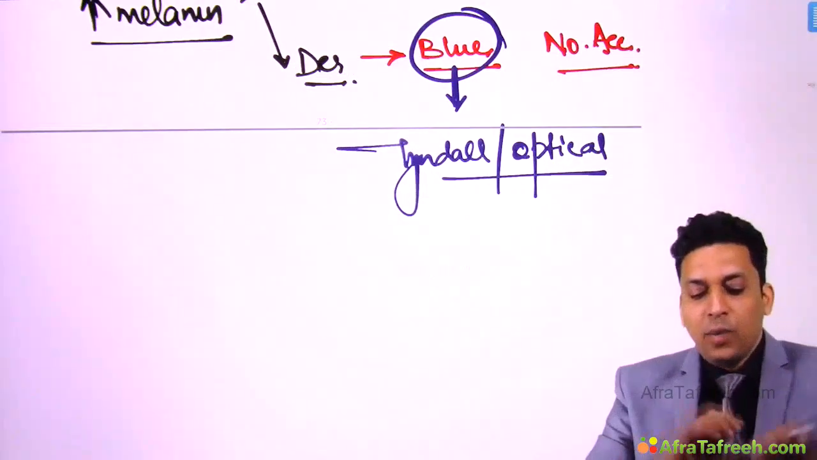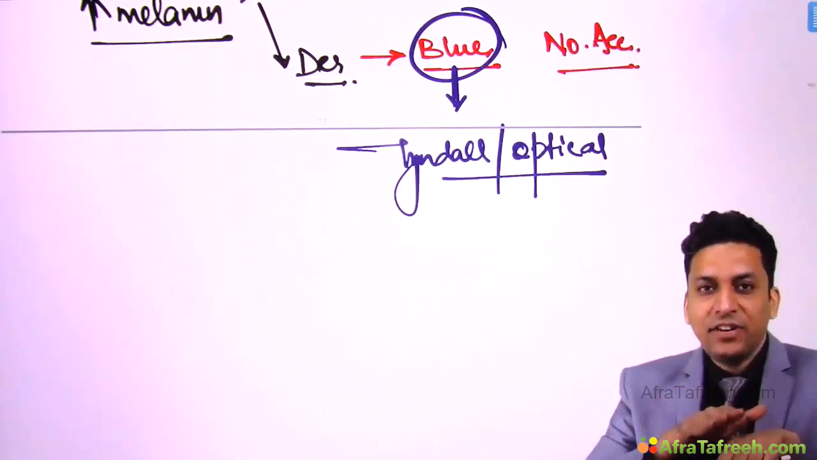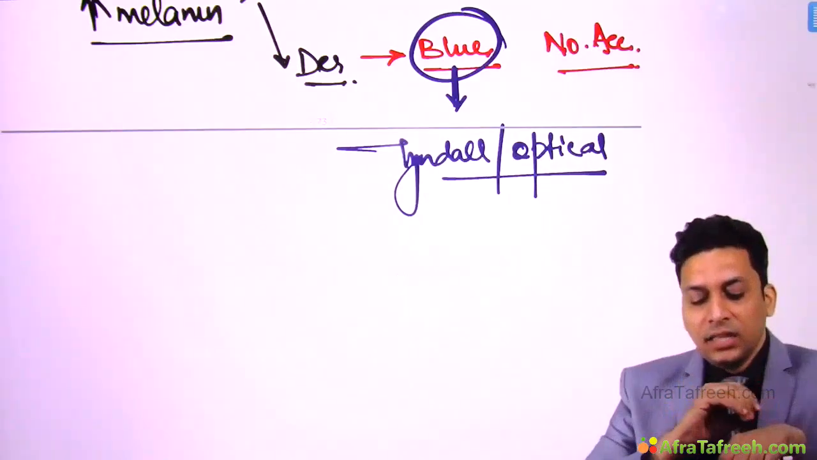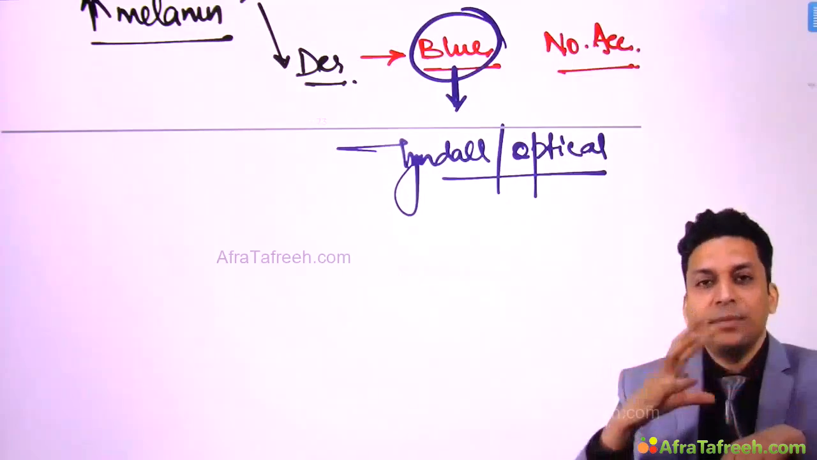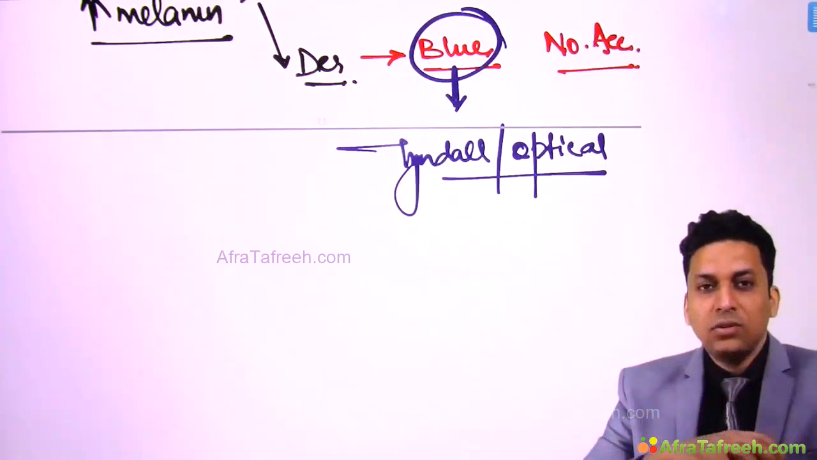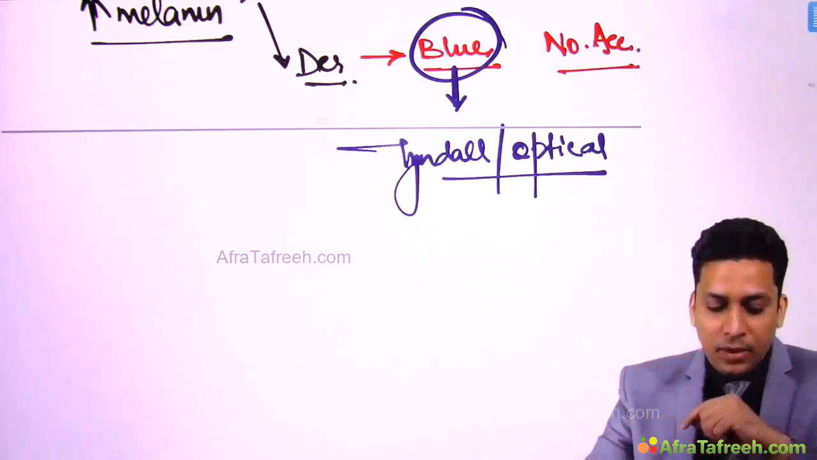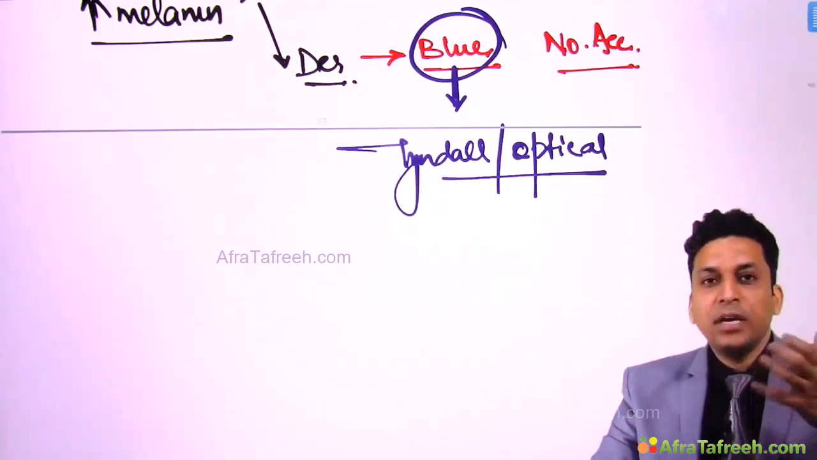So when the light scatters, what happens? It scatters at different angles. Different wavelengths of light are scattered at different angles. Most of the light which is reflected back is blue in color, and that's why these lesions appear blue in color. So this is known as the Tyndall effect, that is partial scattering of different wavelengths of light. That's why when the melanin is present deep in the dermis, the lesions might appear blue in color.